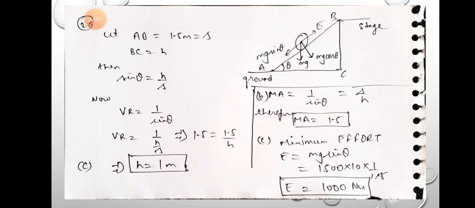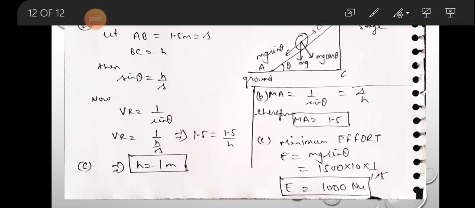Now sin theta is equal to h upon s. Now therefore we know that velocity ratio is equal to 1 upon sin theta. So 1 upon sin theta. Now replace sin theta by h upon s. So we'll get, now replacing the value, VR is 1.5 and this s will go here in the numerator. The value of s is 1.5, so replacing s by 1.5. Now this 1.5 and 1.5 will get cancelled, so we get h is equal to 1 meter.